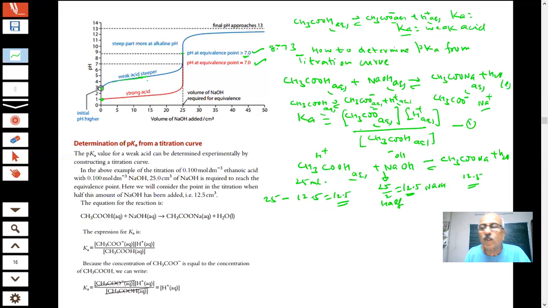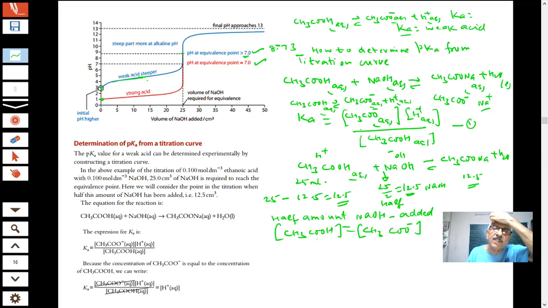So at this point, when I am saying half is gone, at the half point of the titration, the point in the titration when half of the amount of NaOH has been added. Half of the amount of NaOH has been added. At that point, I can say that the concentration of acetic acid is equal to the concentration of CH3COO minus. Yes or no? Tell me.